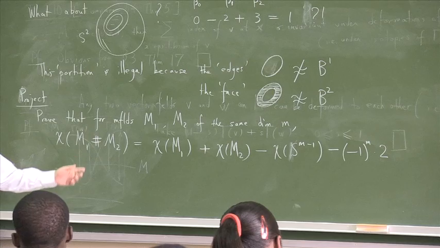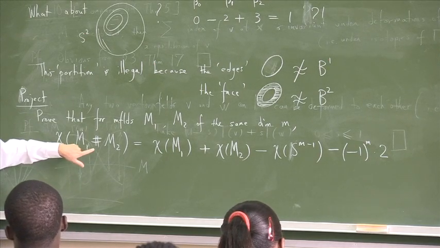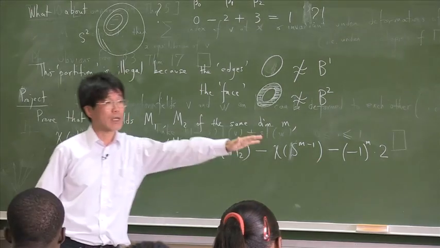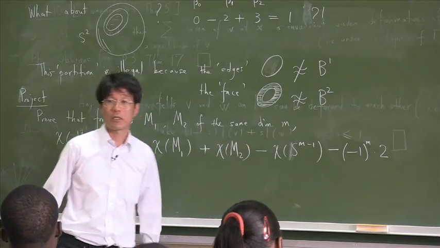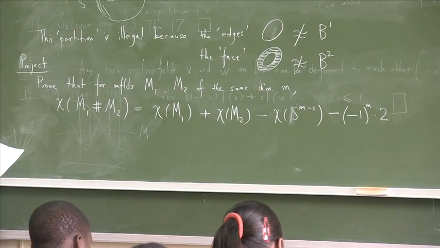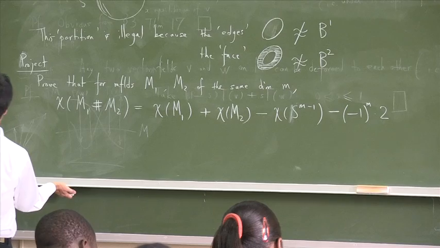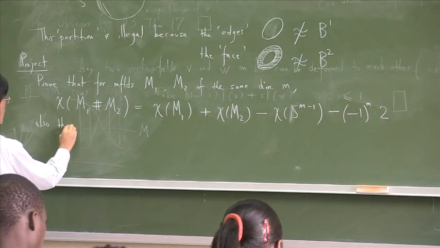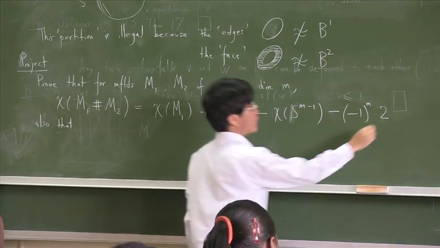Anyway, this is a formula. If you want to calculate the Euler characteristic of the connected sum or surgery of two manifolds, then you can write it down in terms of each individual component. Okay? Not component, but half. Okay, so that's one. Also, you can prove that first.